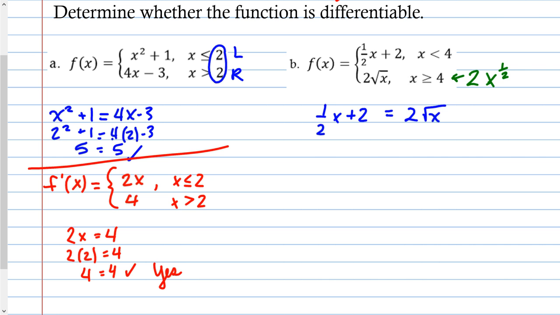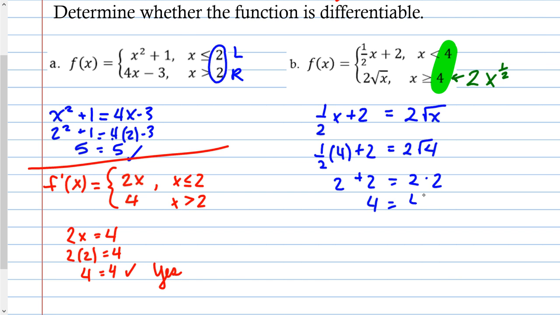Okay, so 1/2 x plus 2, I'm going to plug in the 4. So 1/2 times 4. I certainly hope you're not asking where'd you get the 4 from, right? Hopefully. So 1/2 times 4 plus 2 equals 2 times the square root of 4. So half of 4 is 2, so 2 plus 2 equals 2 times 2, so 4 equals 4. So yes, continuous. So now I want to go ahead and figure out is it differentiable.